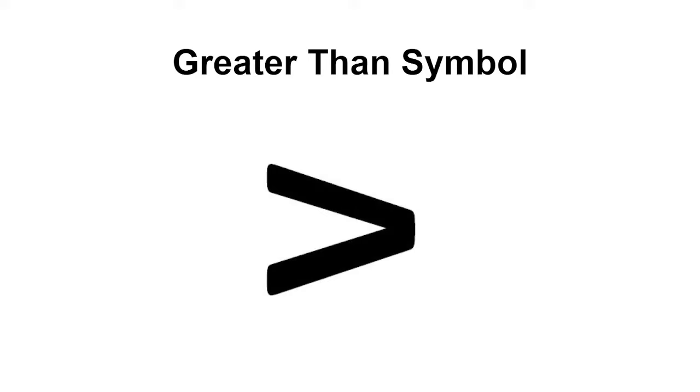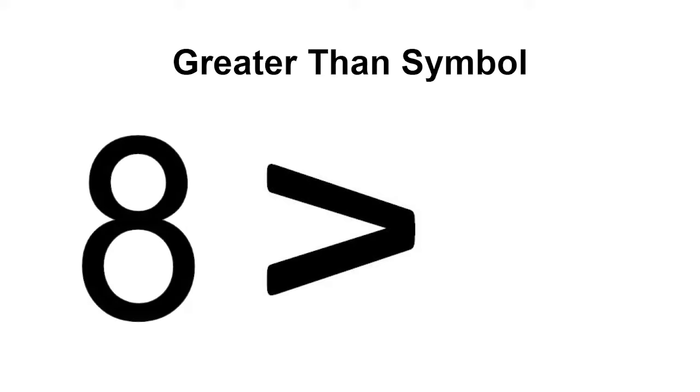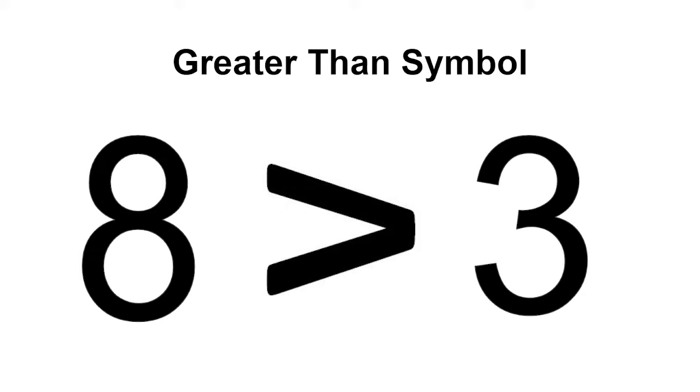Sometimes things aren't equal, and we need to use another symbol. This is the greater than symbol. It kind of looks like an equal symbol that got smushed. If we have the number 8, we'll find a number that's smaller than it. 3. 8 is greater than 3. The large side of the greater symbol faces the bigger number, and the smushed smaller side faces the smaller number.